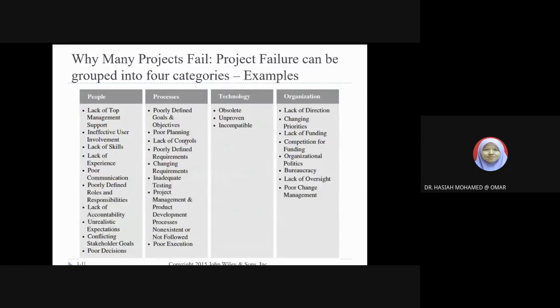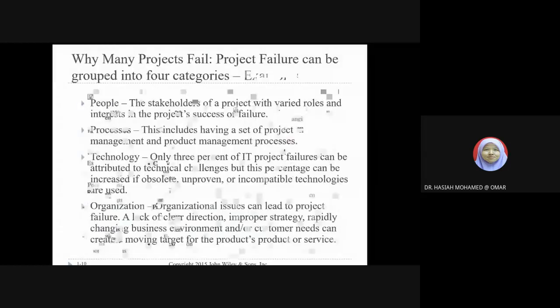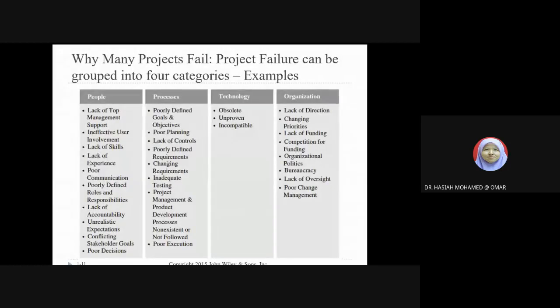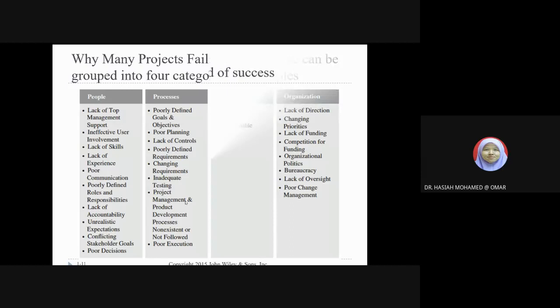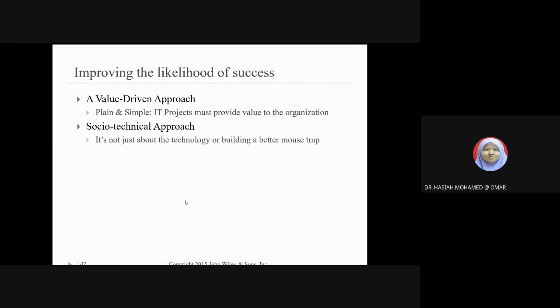So ini lagi example ni. Okay. Sebenarnya inilah dia punya apa jawapan atas ni and the example. You bagi yang mana lain pun tapi basically memang dalam lingkungan ni lah. Okay, how we can improve? Okay, value driven approach, that plain and simple, IT project must provide value to the organisation.